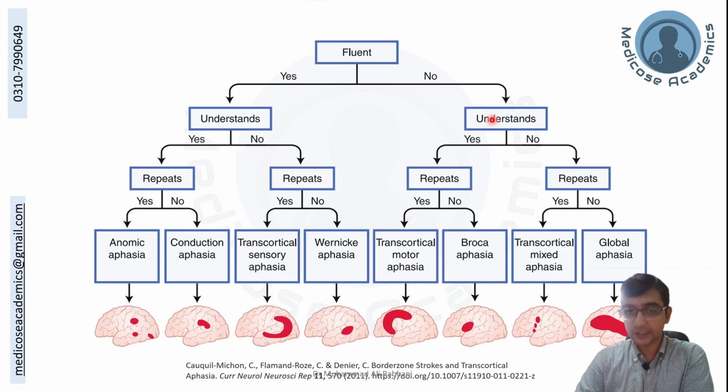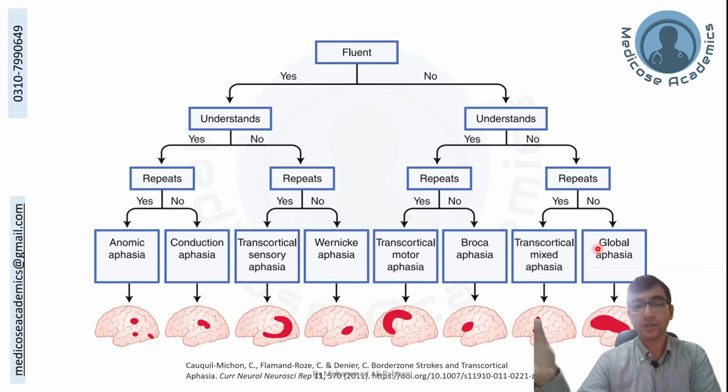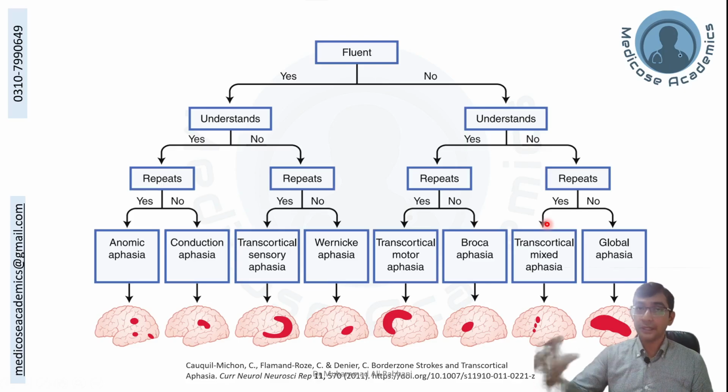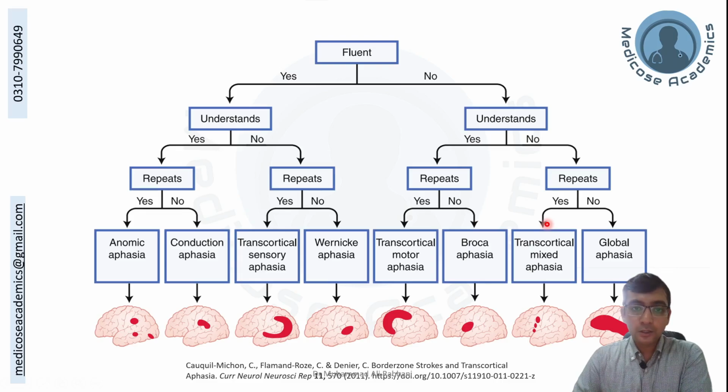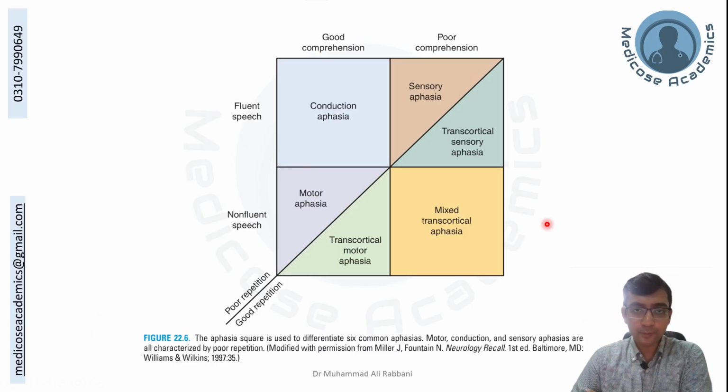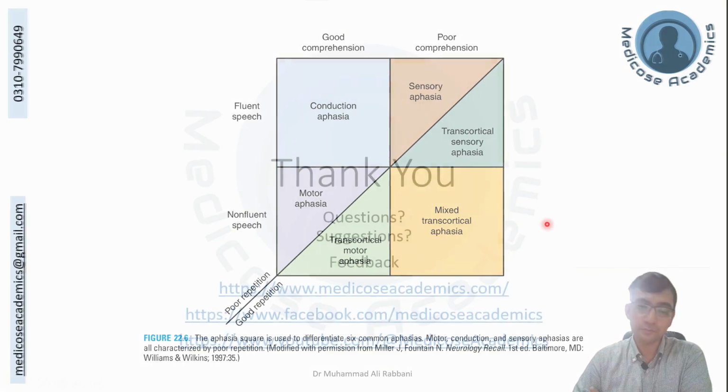If a person does not understand and is not fluent, that means both Wernicke's and Broca's are damaged. If he cannot repeat, he has global aphasia, where all of Wernicke's and Broca's are damaged. If he can repeat, that means the connections of these areas are damaged, leaving an intact repetition circuit, but the comprehension is lost. You can see this picture from the BRS Board Review Series, giving the same information.